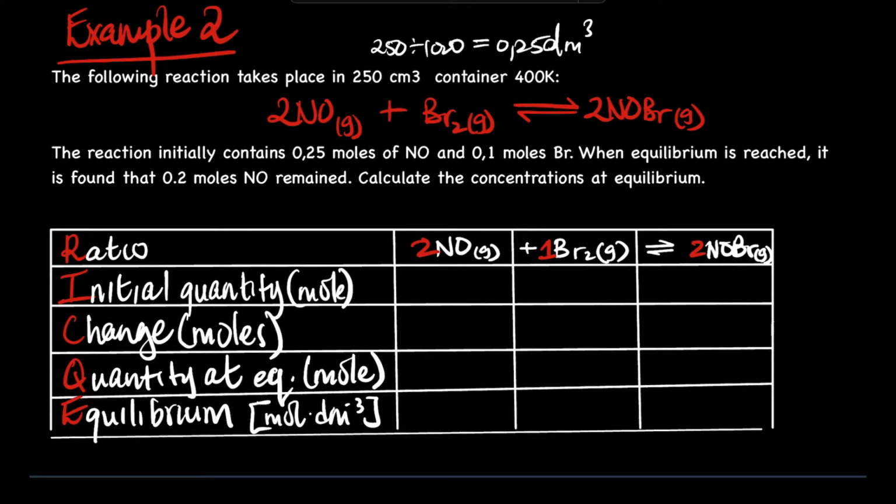That's the container. So we have this chemical equilibrium reaction. Nitrogen oxide reacts with bromine gas to form NOBr gas, that's the product. Initially, the reaction contains 0.25 nitrogen oxide and 0.1 of Br. When the equilibrium is reached, it is found that 0.2 of nitrogen oxide remained in the container. Calculate the concentration at equilibrium.